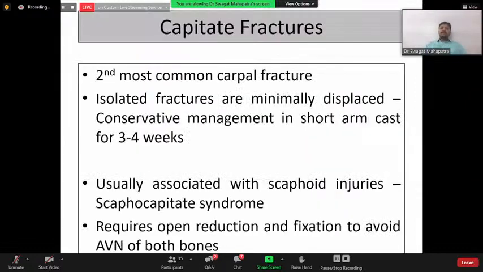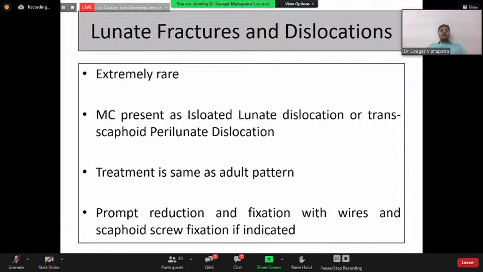Capitate fractures are the second most common carpal fracture seen. Isolated fractures are very minimally displaced and usually heal with conservative management in a short arm cast. However, they are usually associated with scaphoid injuries, called scaphocapitate syndrome. This syndrome requires open reduction and fixation of both bones to avoid AVN of the scaphoid as well as the capitate. Now coming to the most important part of my presentation, which is lunate fractures and dislocations.